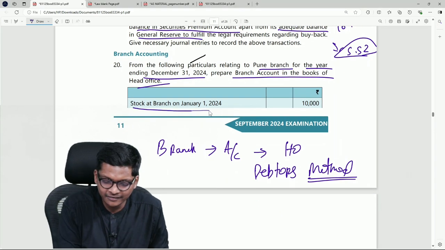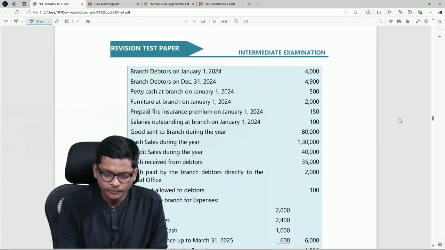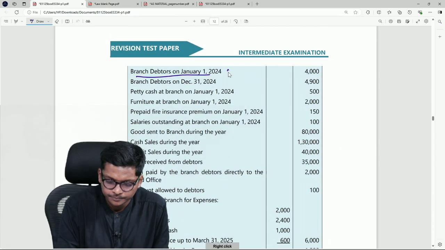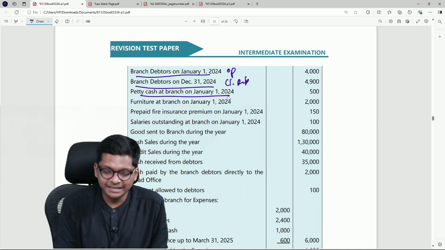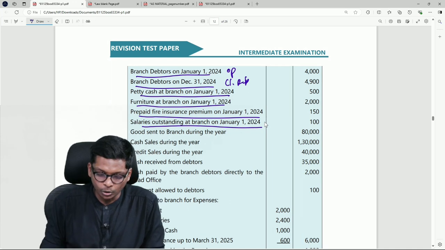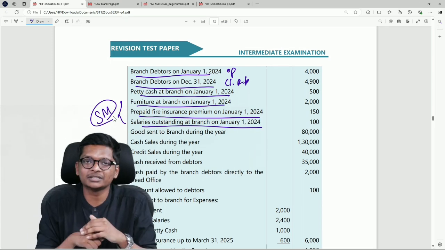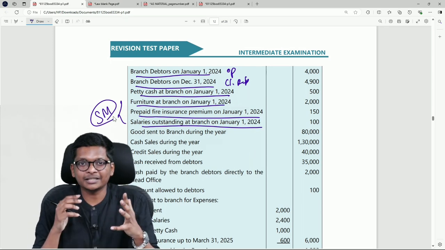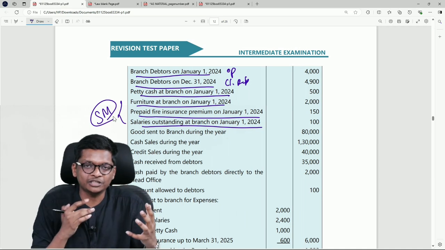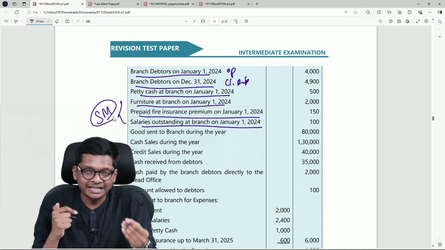Look at this. They have given opening stock and then they have given opening debtors, closing debtors, opening petty cash, opening furniture, opening prepaid fire insurance, opening salary outstanding. These things are not there in the study material. That is why we are doing this sum. You should not get confused. Sir, always opening debtors, stock and cash only will come, sometimes petty cash. Now what is this furniture, prepaid fire, salary outstanding?